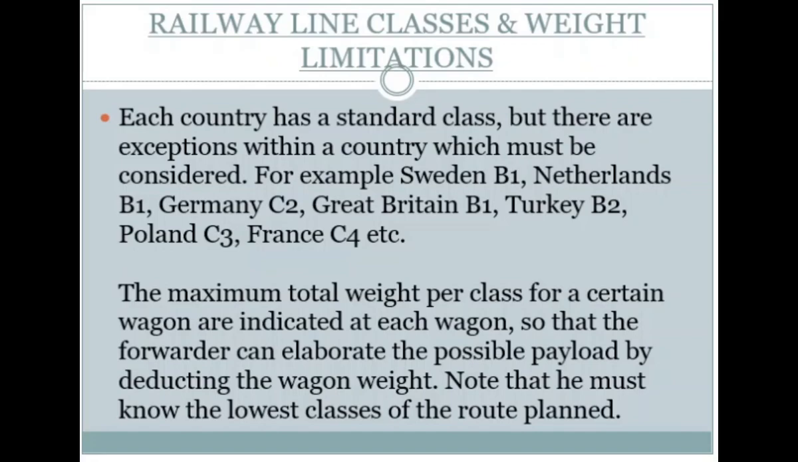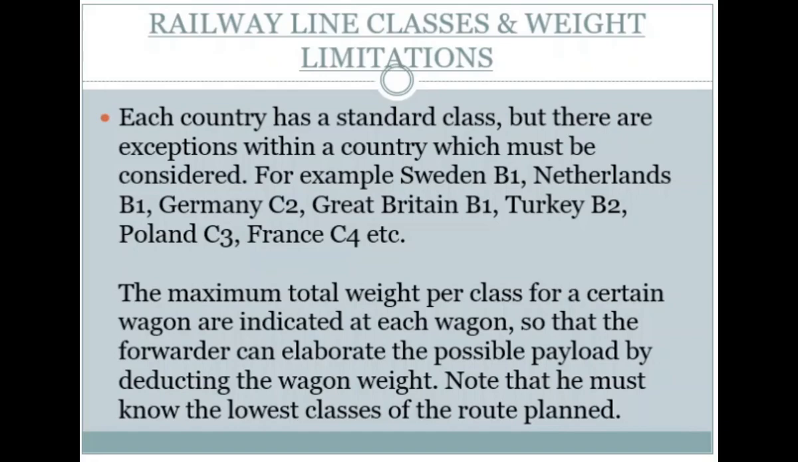A will be the lowest, the next higher class will be B, the next will be C, and the highest will be D. So class D is higher than class C, class C is higher than class B, class B is higher than class A. And then if you have C1, C2, C3, it means C3 is higher than C2, C2 is higher than C1, and so forth and so on.